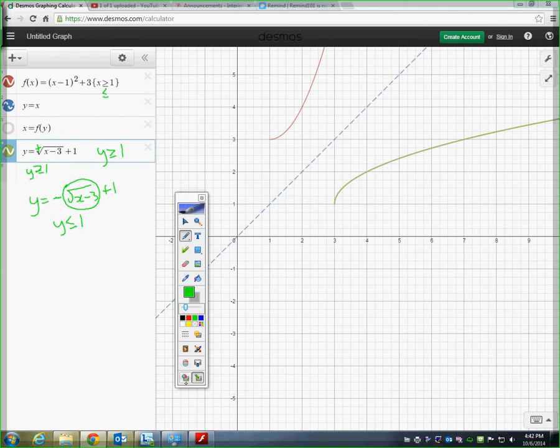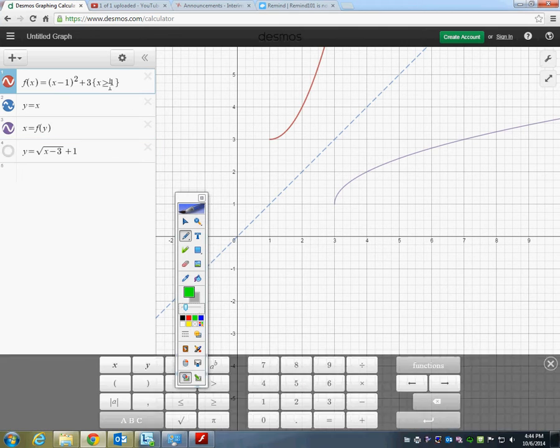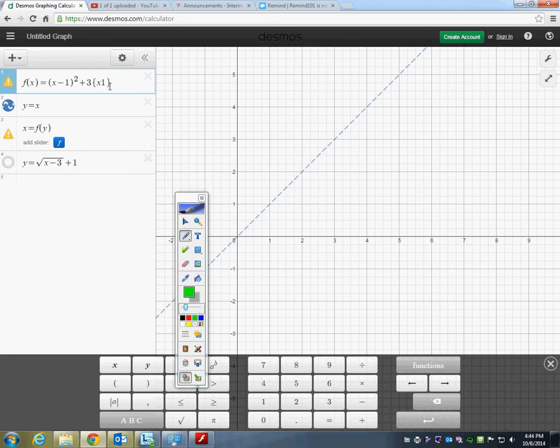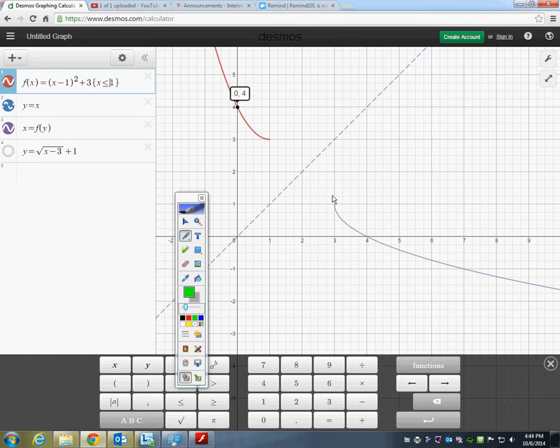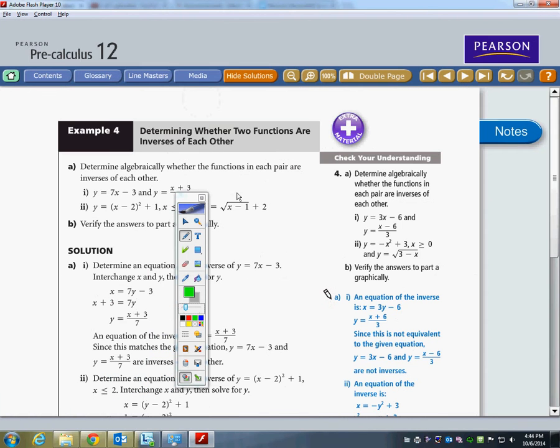So if I just get rid of this again, you'll notice how that associates here. This part turns into that part, so we no longer fail the vertical line test, so this is a function. If I was to change this the other way, less than or equal to 1, this piece corresponds with that. Okay, so let's go on to our last part here, example number 4. Hide our solutions for now.